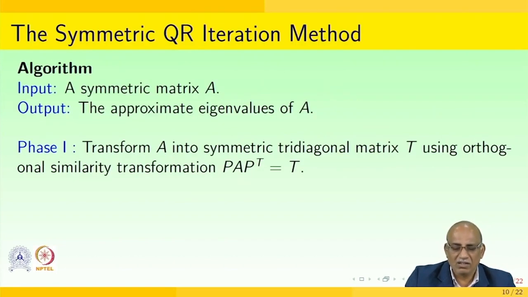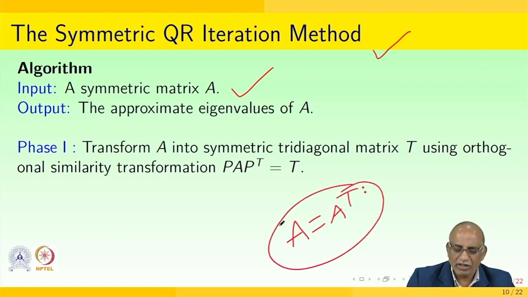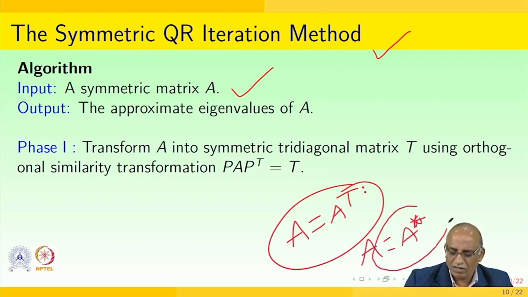Well, the next one is the symmetric QR iteration method. What this algorithm tells us is, you have an input, that is a symmetric matrix. A matrix is symmetric if A is the same as A transpose, if the entries of the matrix are real. Otherwise, you can write it as A is equal to A star. Symmetric, and if it is minus A star, skew symmetric. Fine. So, what is the algorithm?